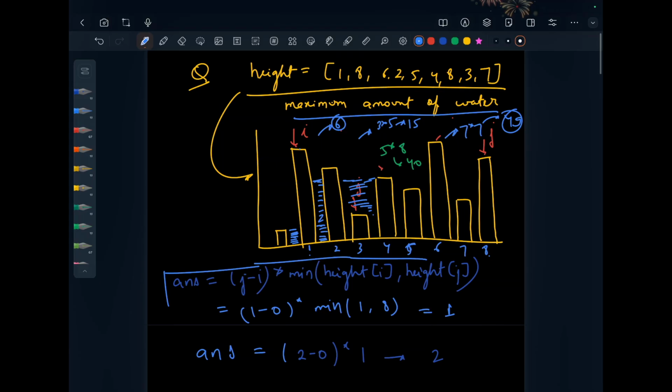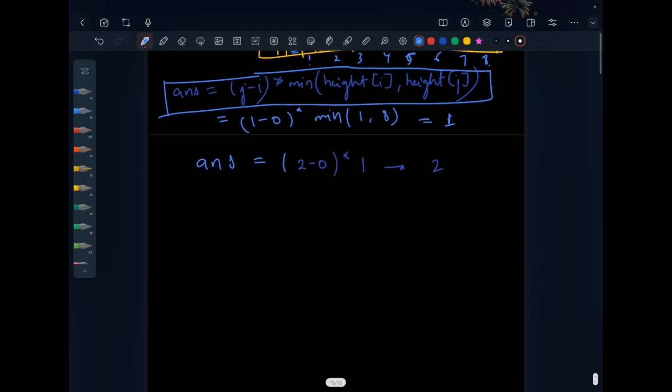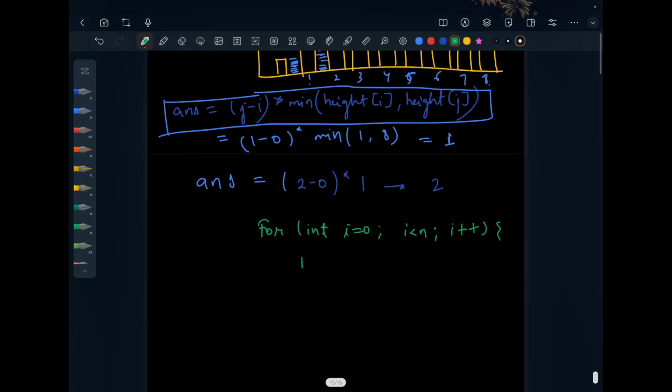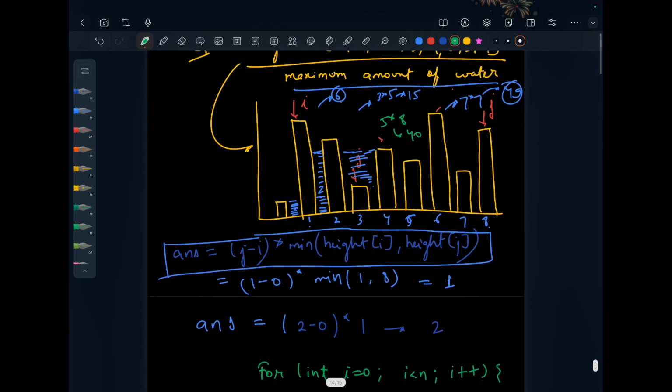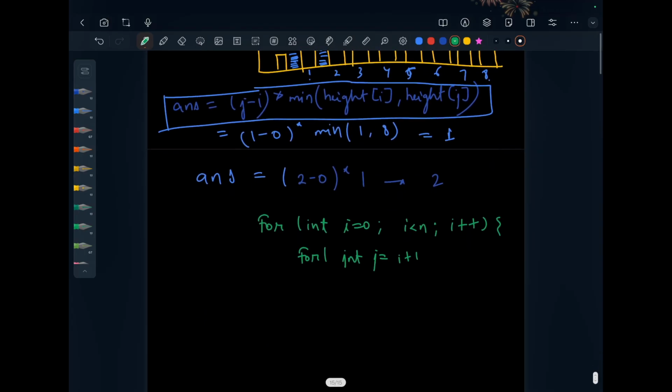So we created a formula to get the maximum amount of water, and we are iterating over our pillars. So the code will be for int i equals 0, i less than n, i plus plus. This is for the ith pillar. Similarly for int j equals, this time we are not starting j from 0, we are starting from i plus 1, because we have to start j from the next of the ith, as between these two pillars you can check your amount of water, not with the previous ones. So here j equals i plus 1, then j less than n, and j plus plus.